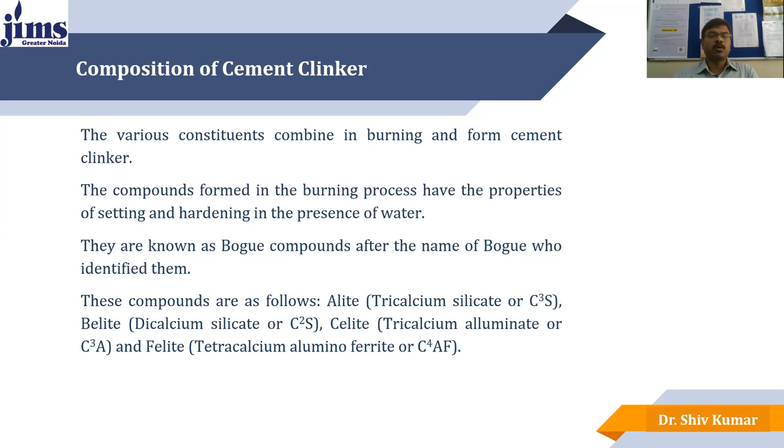The first one is commonly known as alite, which is tricalcium silicate, C3S; belite, dicalcium silicate, C2S; celite, tricalcium aluminate, C3A; and felite, tetracalcium aluminoferrite. So these are the basic four kinds of material which are used to prepare the cement clinkers.